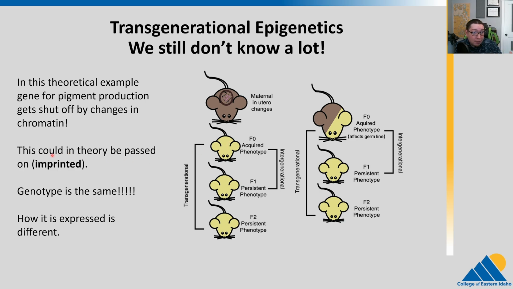In theory, this could be passed on or imprinted. So the genotype is still the same, but the phenotype is different, this shut off gene phenotype. It's kind of like the tortoiseshell cat, right? If that got passed on reliably. How this happens and what affects this is still in its infancy.